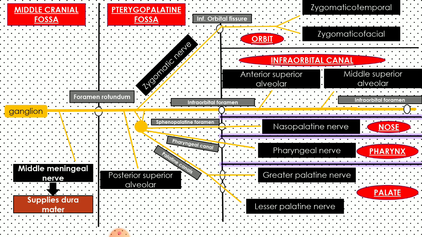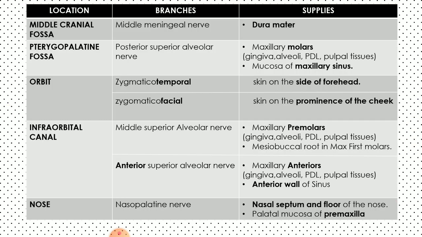Now the trigeminal nerve exits from the infraorbital foramen over the face. What branches are seen over the face, we'll see in the next figure. Before that, we'll move on to the supplies and different branches of the nerve. So location wise, in the middle cranial fossa we have the middle meningeal nerve which supplies the dura mater. In the pterygopalatine fossa we have the posterior superior alveolar nerve which supplies the maxillary molars and maxillary sinus.